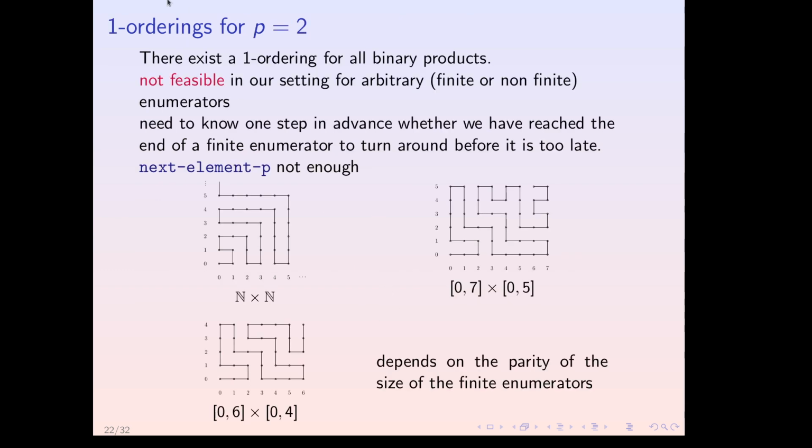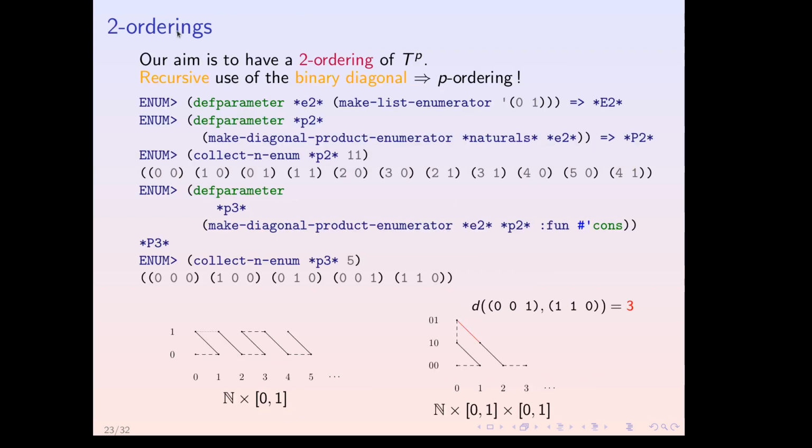In fact, there exist other orderings for p equals 2, but they are not feasible in our setting because they assume that we have a look ahead of 2. Here we cannot know whether we have a next element of a next element without moving to the next element. So they exist, but they are not feasible in our setting. So we'll concentrate on 2-orderings, and this is our aim.